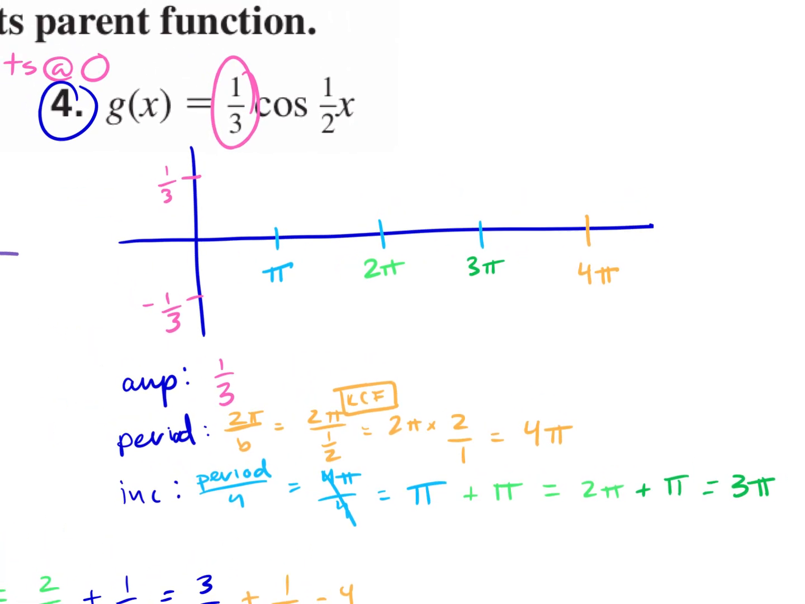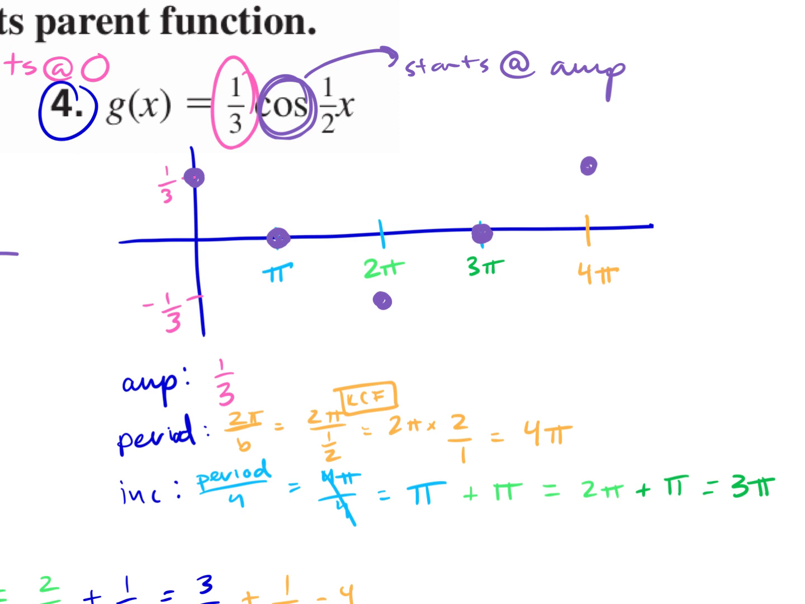Now that we have all of our increments there, we can go ahead and graph. Cosine starts where? Starts at the amplitude. So we start up at 1/3. Where would I go next? Back to 0 at pi. And then at 2 pi, where would I go? -1/3. At 3 pi, where do I go? Back to 0. And at 4 pi, where do I go? Back to the amplitude, back to 1/3.